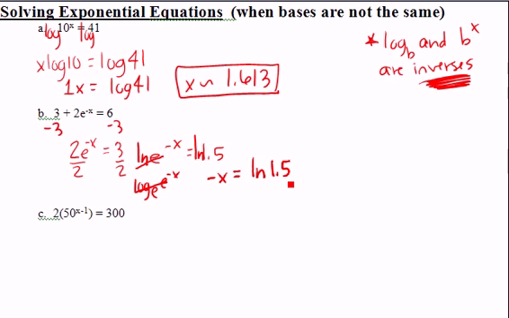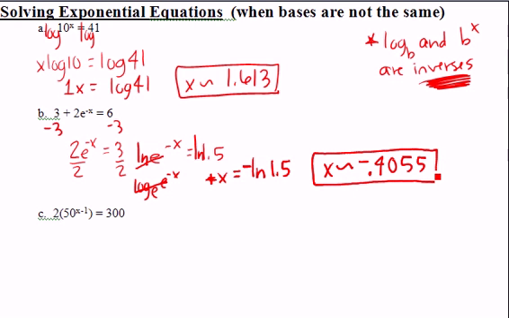That's not quite our answer. We'll just need to get rid of that negative. Change this sign, and there's our answer. So x is approximately, if you use your calculator, the natural log of 1.5 is approximately 0.4055, and remember that answer is negative.